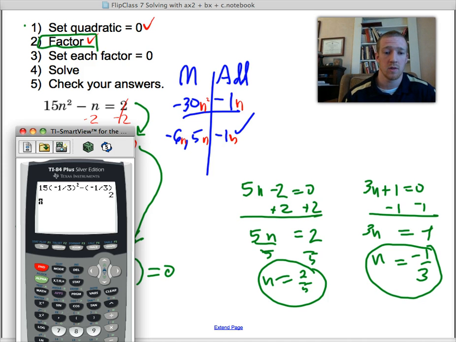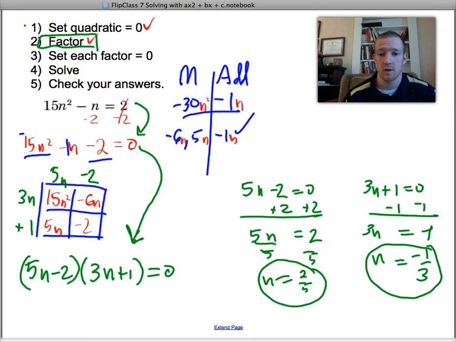And then if we plug in the other one, which I've already done, so I will call that up. Plug in the 2/5, and that gives us 2. So if we plug in 2/5 for n, then we get a 2. So both of them worked. So we've checked our answers as well.